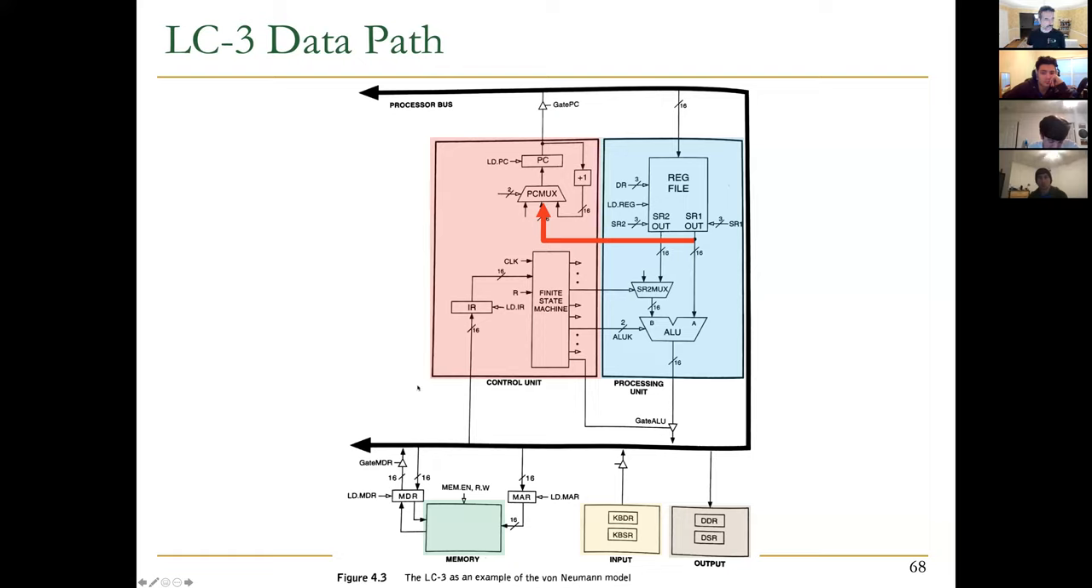So somehow this gave you some ideas why you needed these building blocks, at least for this simple computer LC3, or why the designer of this computer has decided to put these building blocks together.